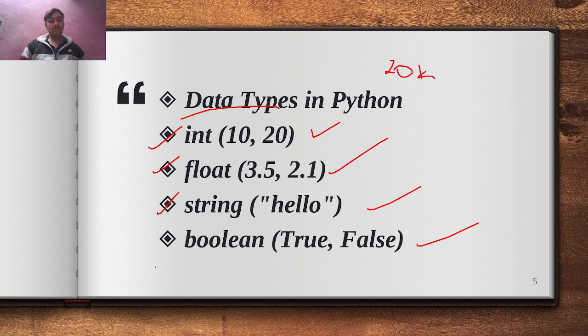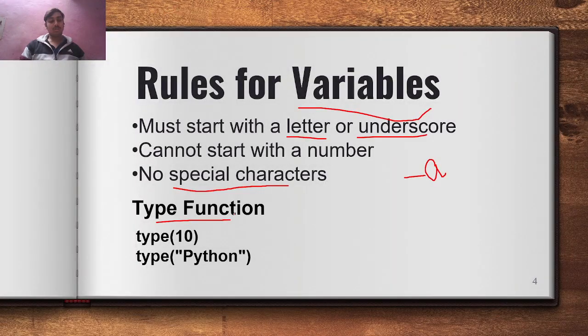Our name, bio, it's all about string only, like any letters, characters are strings. Boolean means true or false. See whether your page is followed or unfollowed, true or false. If your page is followed, true. If not, false. So these are data types. Now let me come to the type function.